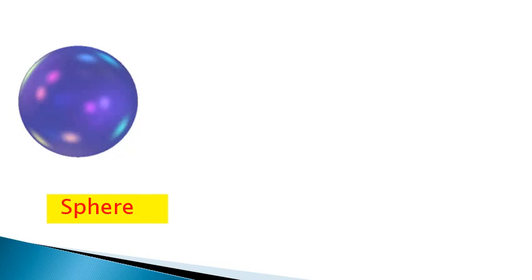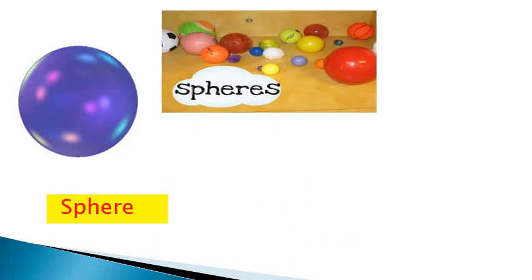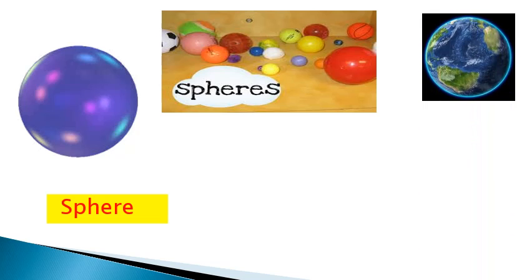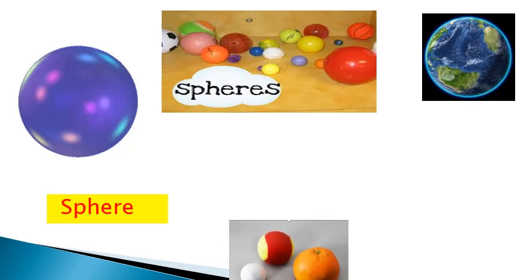Okay, let's see a new solid, which is the sphere. Where do we find spheres? Balls. All the balls are like spheres. Okay. And the earth is like a sphere.